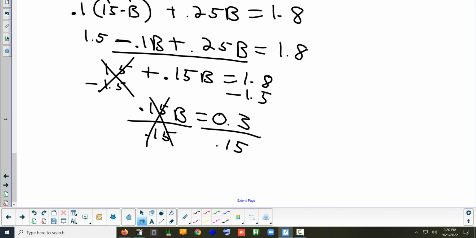How much? I think someone said it. 2. Think of it as like 30 divided by 15. That'd be the same question. 2. So B is 2 liters. And we needed a total of 15. So then how much do we need for A? It has to be 13.